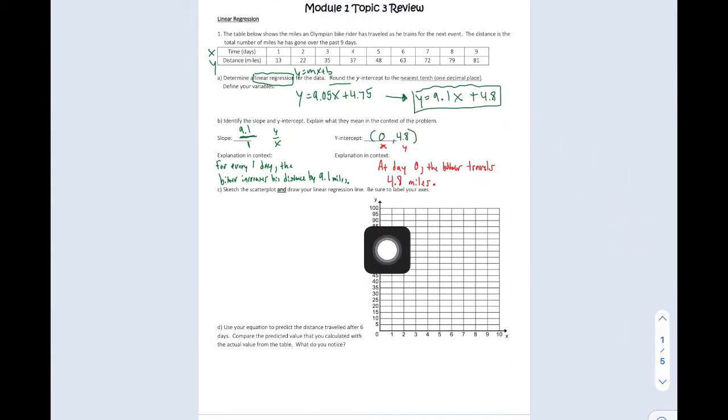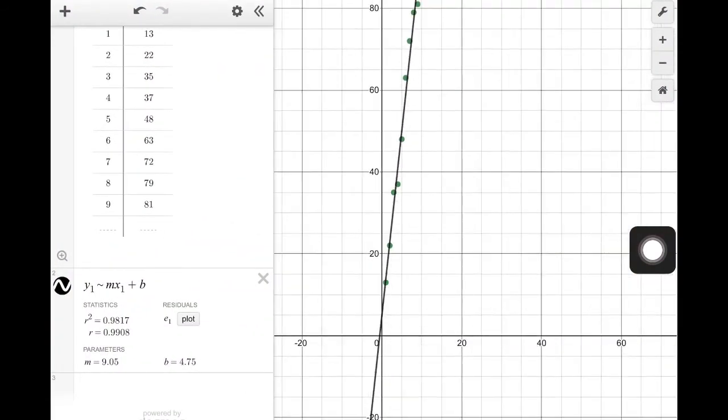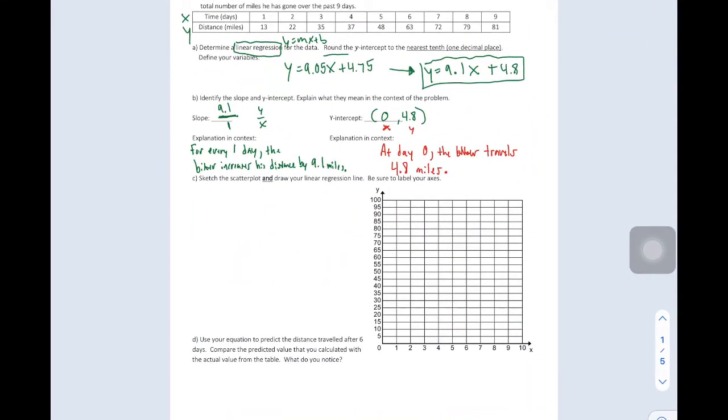All right, moving on. Now that we have this, we want to sketch the scatter plot. And this is honestly what we see here. So it should look something similar to that. So here, I'm going to graph the points first. So (1, 13), somewhere down here, (2, 22), (3, 35), (4, 48), (5, 63), and then we have something that looks like that.